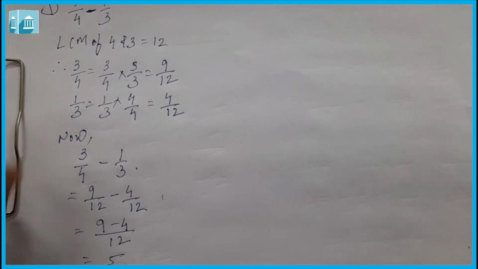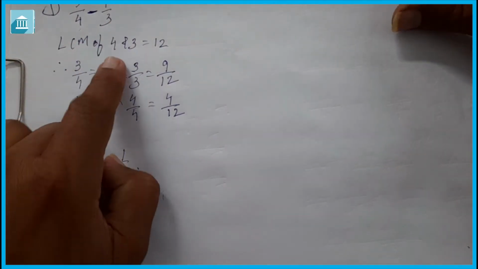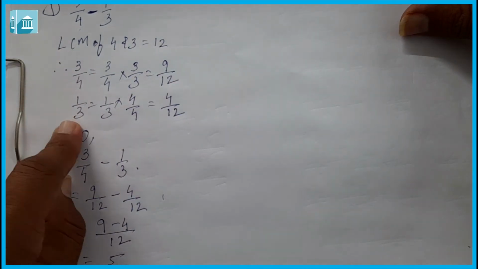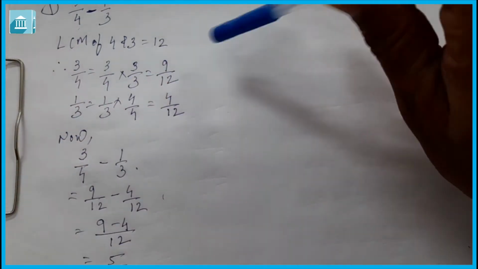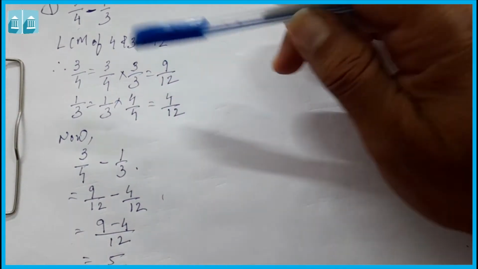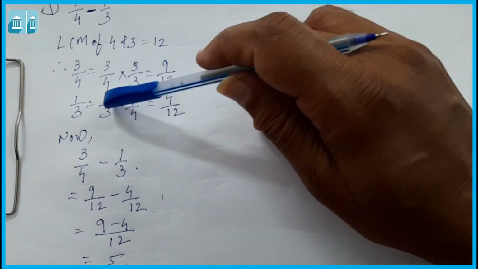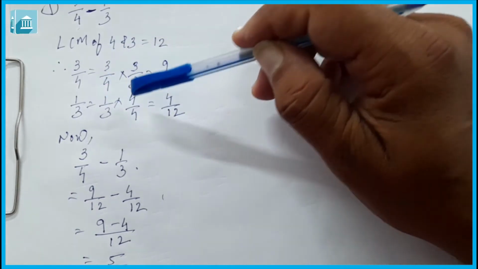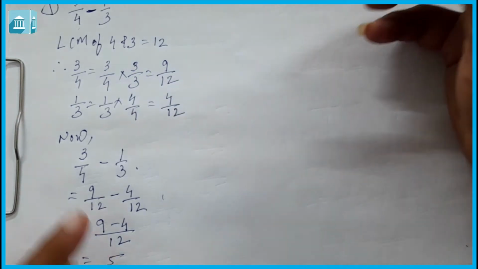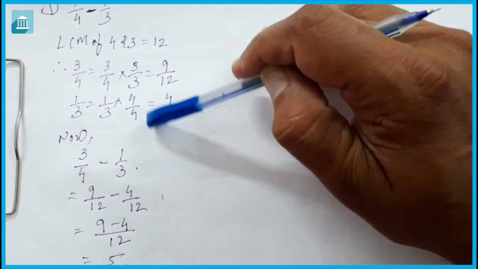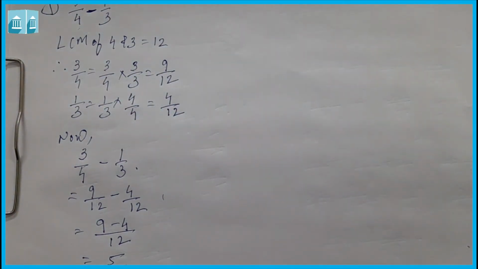So here also again we had done the same thing, the denominators are not the same, so we find the LCM. LCM is 12, so convert 3 by 4 and 1 by 3 in such a way that the denominator is the same, that is 12. So we multiply the denominator by 3, so the numerator also we multiply by 3. In the same way here, 3 multiplied by 4, so the numerator is also multiplied by 4, so it is 4 by 12. So 3 by 4 is 9 by 12, and 1 by 3 is 4 by 12. When we subtract, 9 minus 4 is equal to 5. So the answer is 5 by 12.